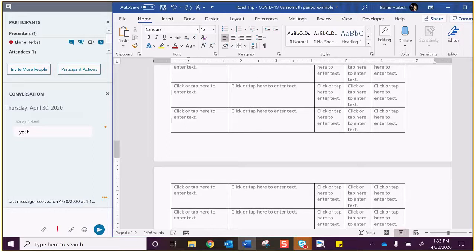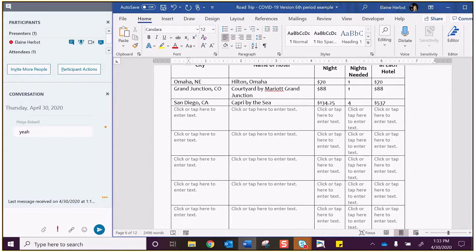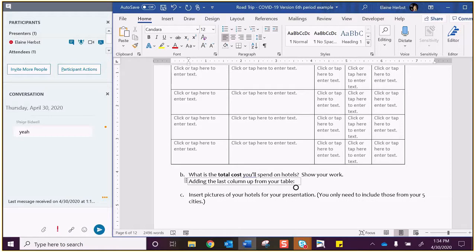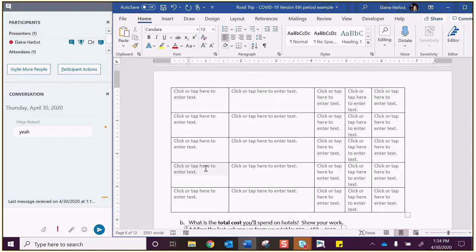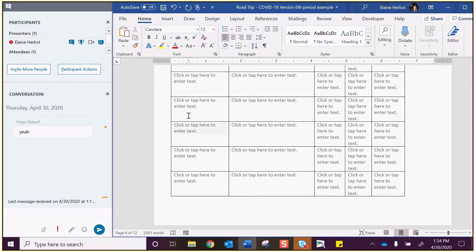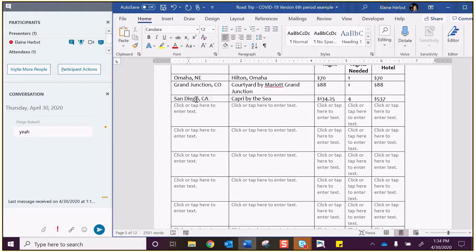So what was mine? 70, then 88, 70, 88, and 537. So right now I'm at 70 plus 88 plus 537, and so on. So you would keep doing that until you get your total that you would spend just in hotels. Remember, you are not going to need all of these lines in this table, but I just put enough in there that no one's going to run out of room. If you think you're running out of room, maybe contact me. There's a possibility we're not doing something right in terms of finding hotels.